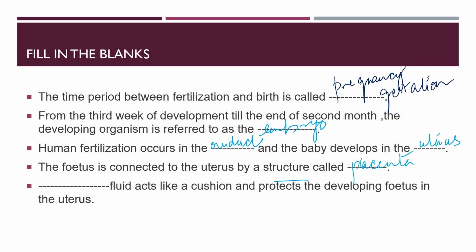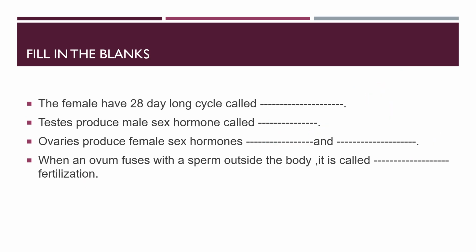Now the dash fluid acts as a cushion and protects the developing fetus in the uterus. So what is the name of the fluid? That is the amniotic fluid. This amniotic fluid acts as a cushion and protects the developing fetus in the uterus. Many fill in the blanks like this can come. Most probable things I have jotted down and tried to discuss with you. So let us move on to the next one.